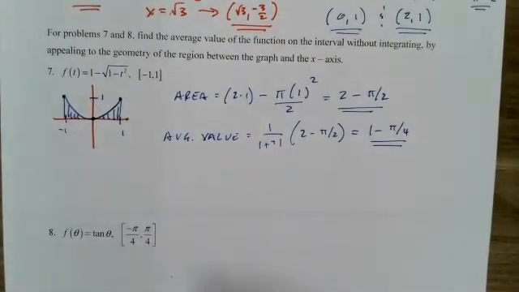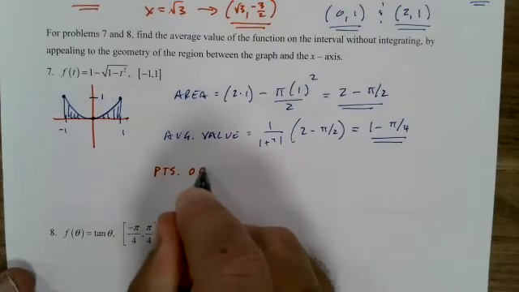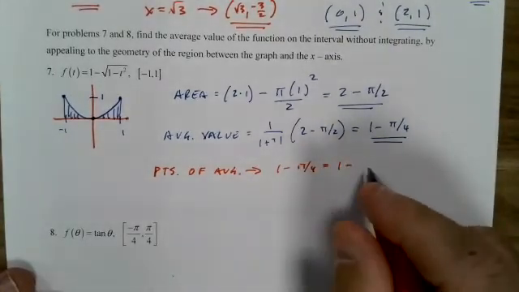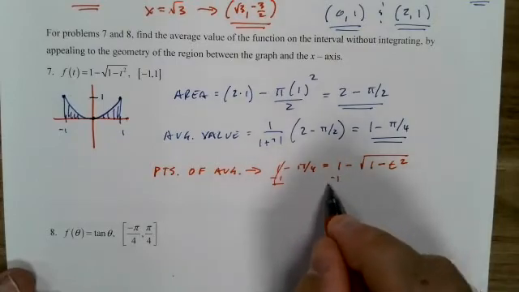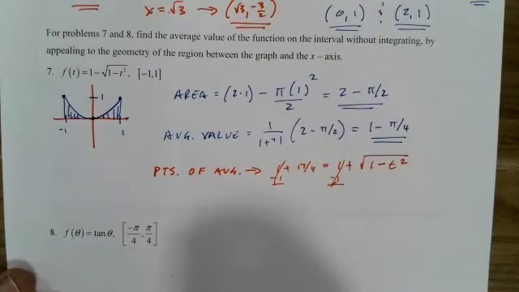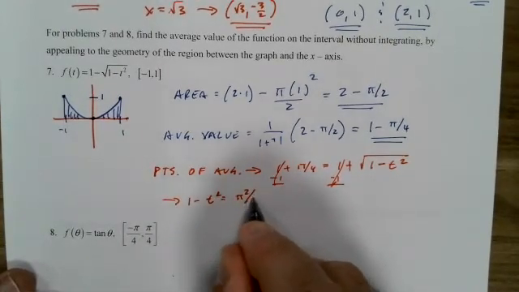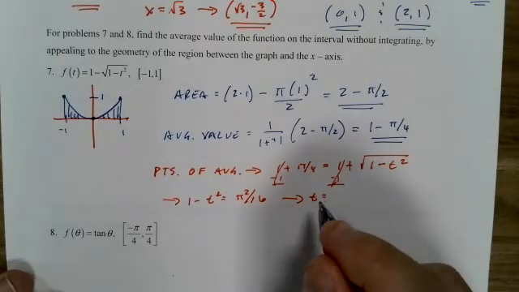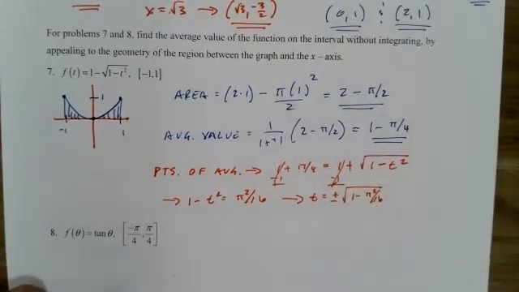Now off we go. So where does it equal that average value? Well, that's the points of average value. 1 minus pi over 4 has to equal 1 minus square root of 1 minus t squared. We can get rid of both of these ones, and then we will square both sides. So we get 1 minus t squared equals pi squared over 16. Move that over there. So t equals plus or minus the square root of 1 minus pi squared over 16. That's crazy.